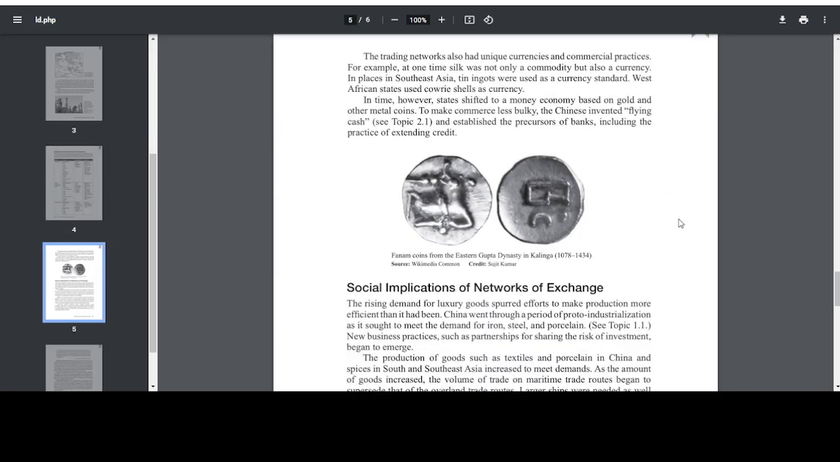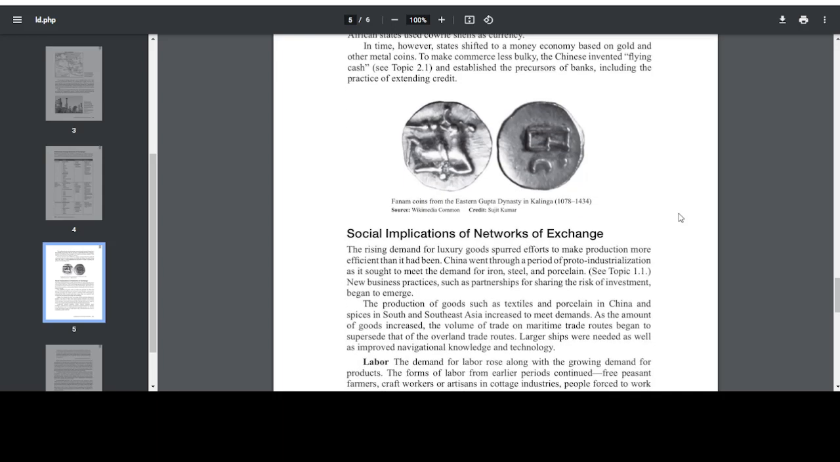The trading networks also had unique currencies and commercial practices. For example, at one time, silk was not only a commodity, but also a currency. In places in Southeast Asia, tin ingots were used as currency standard. West African states used cowrie shells as currency. In time, however, states shifted to a money economy based on gold and other metal coins. To make commerce less bulky, the Chinese invented flying cash, see topic 2.1 or a previous video in this playlist, and established the precursors of banks, including the practice of extending credit.